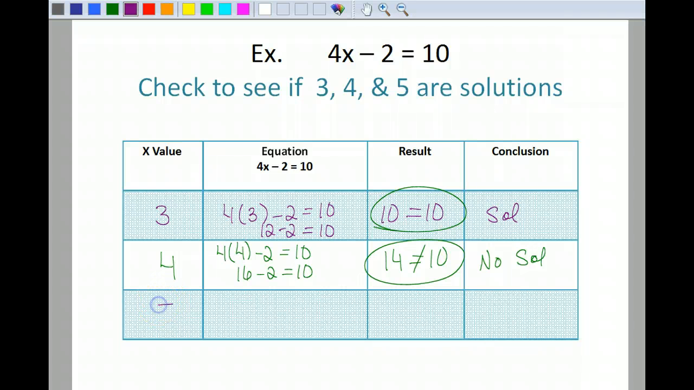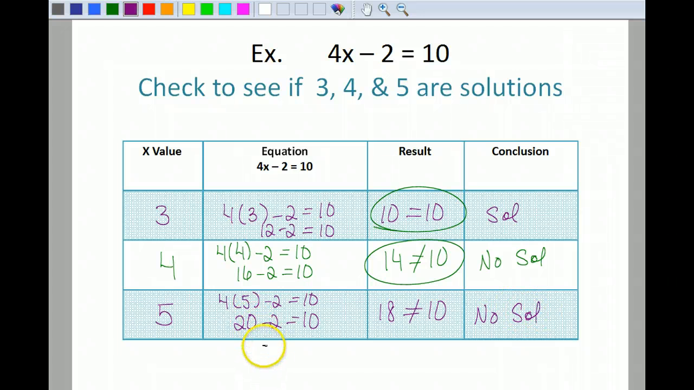Now let's try 5. So I have 4 times 5 minus 2 is equal to 10. 20 minus 2 is 18. So hopefully you're noticing the pattern here. Is 18 equal to 10? No, so once again we have no solution. So as our x value gets larger, this result over here gets larger. So there's really no chance of it equaling 10.